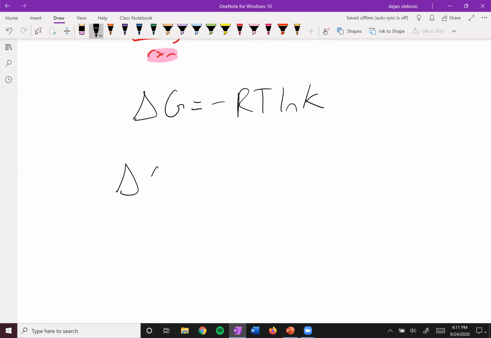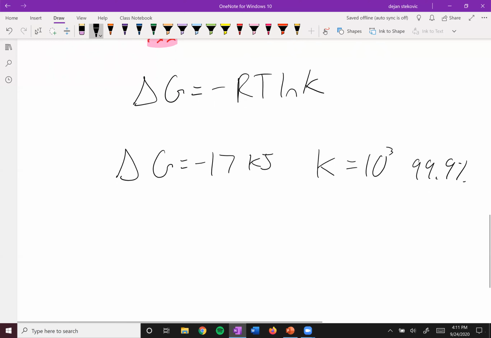And so when your delta G is very negative, so for example, maybe your delta G is negative 17 kilojoules, your K is going to be very large, right? Your delta G is negative, so it's favoring the forward progress. So you're going to have a lot of products, and K is products over reactants, so it'll be very big. So something like 10 to the third. And if you have 10 to the third, you probably have approximately 99.9% of products, right?